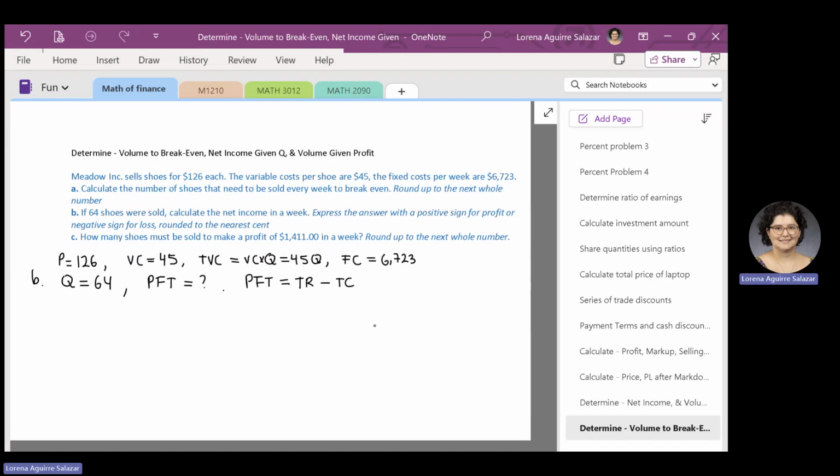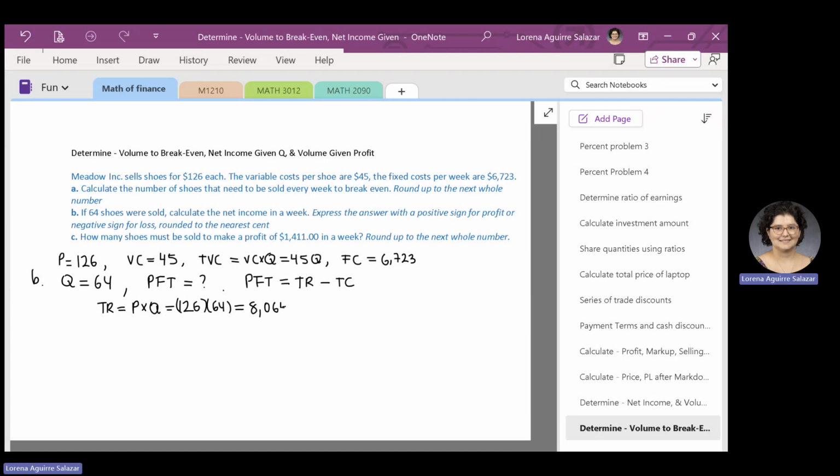The total revenue depends on the selling price per unit and the number of units sold. We have P times Q. In this case, we have 126 times 64. That multiplication gives us the number 8,064.